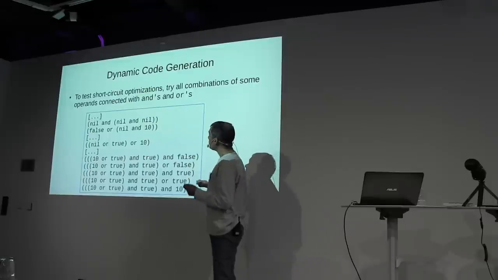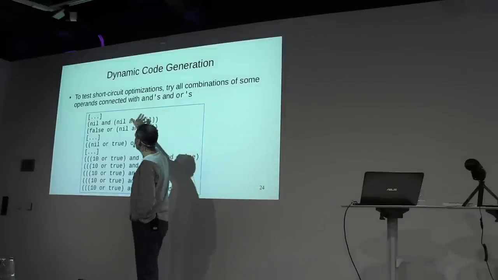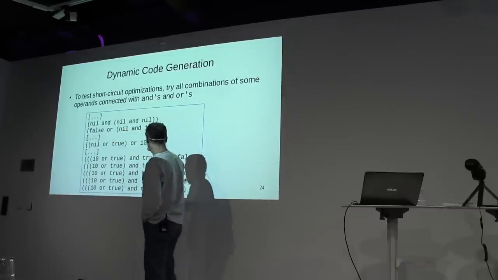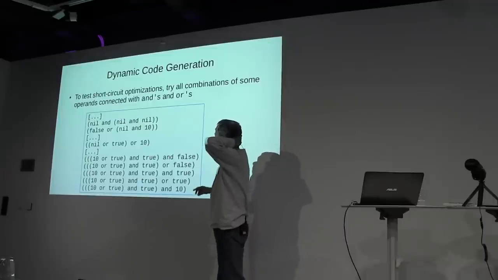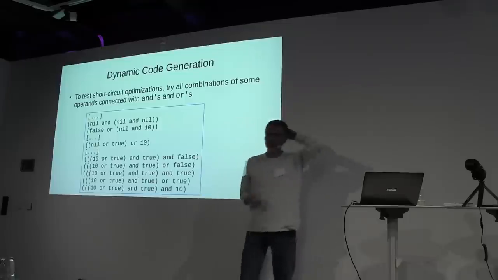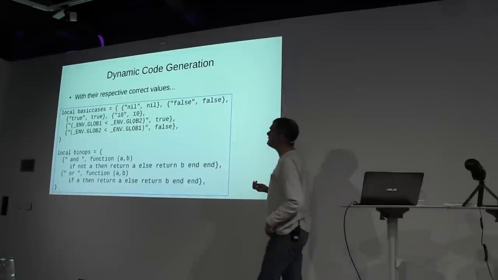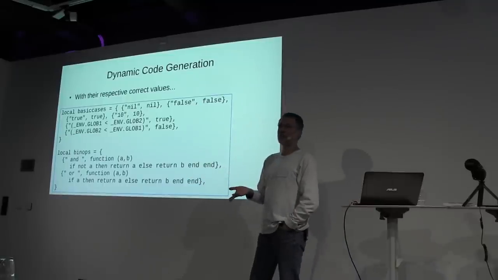So now we have this code that generates all kinds of combinations of some different elements to some very large size. It means like 4,000 or 5,000 different combinations of all this stuff. Of course, we have to check whether the values are correct or not.